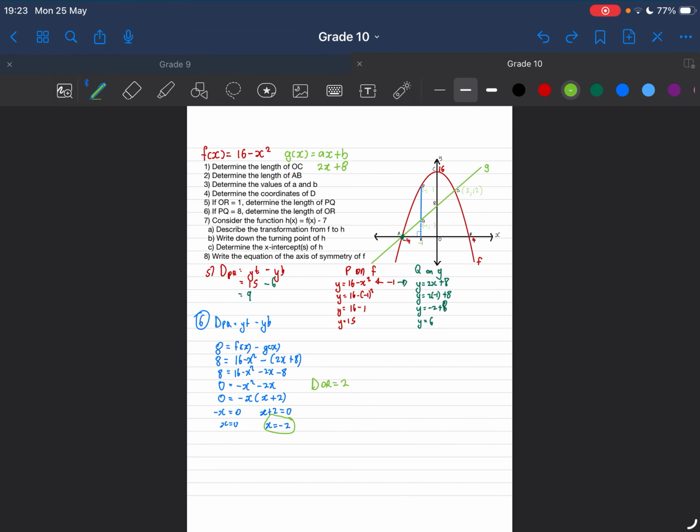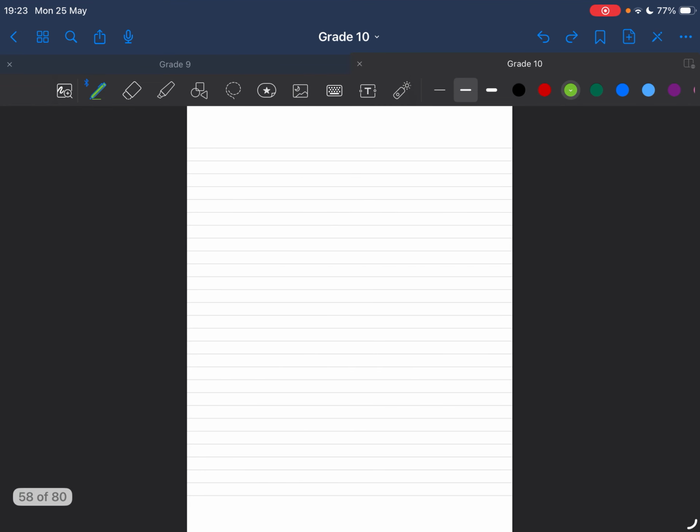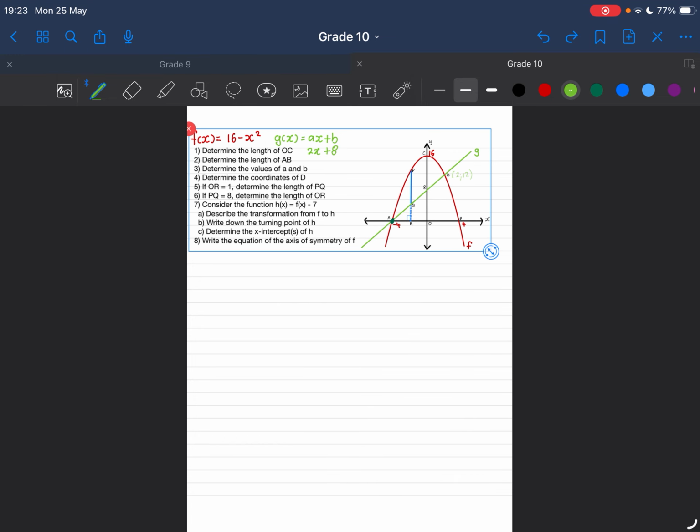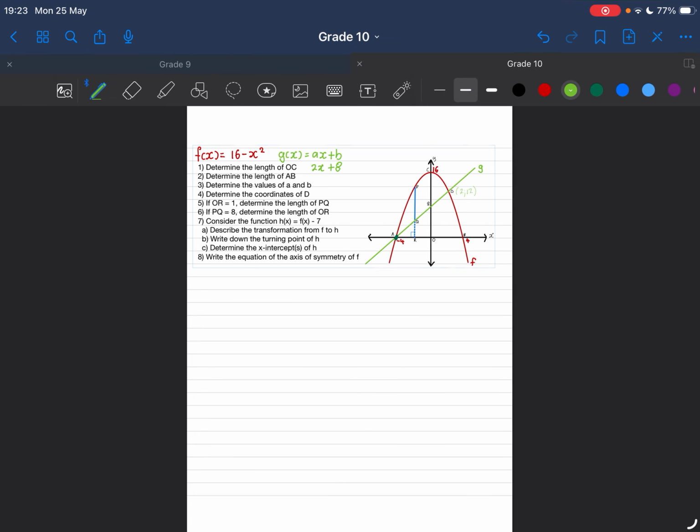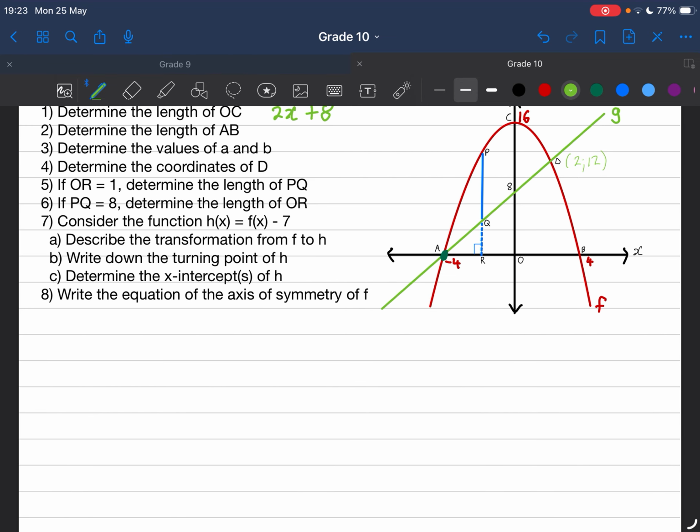Alright. The next question. Alright, for the next question, consider the function h of x is equal to f of x minus 7. Alright, so number 7a. Describe the transformation from f to h. So f of x minus 7. So all it's doing is 7 down. Alright, that's described.